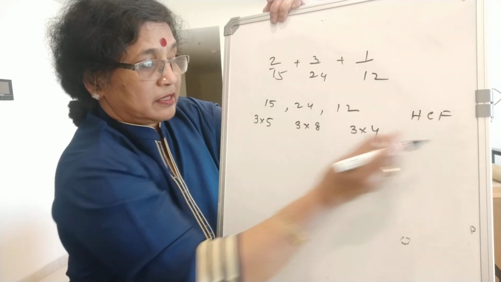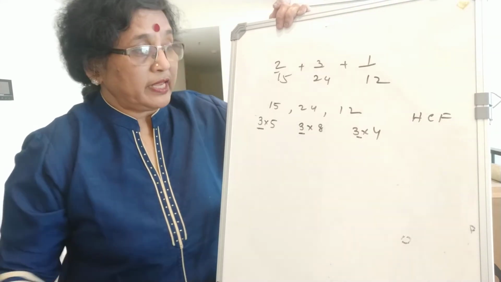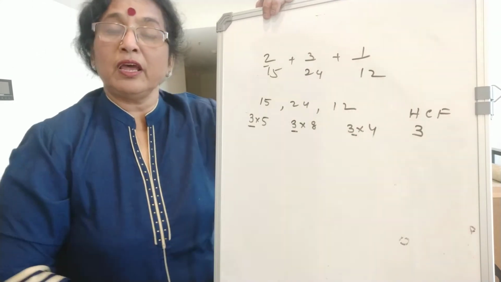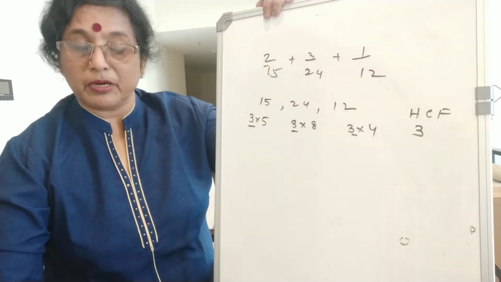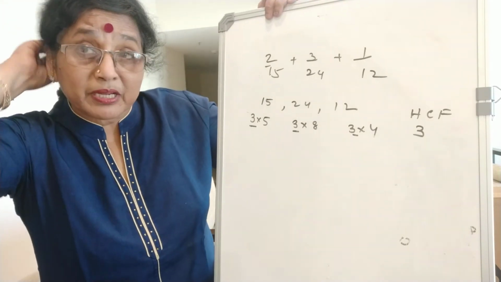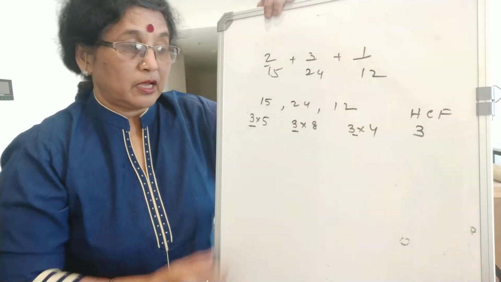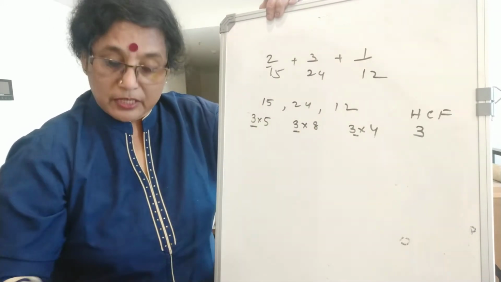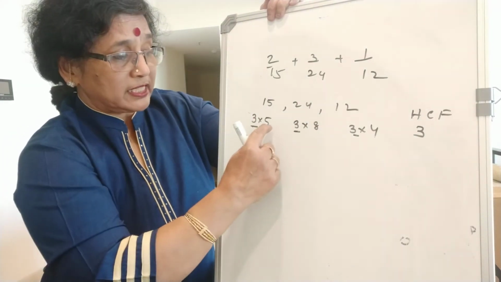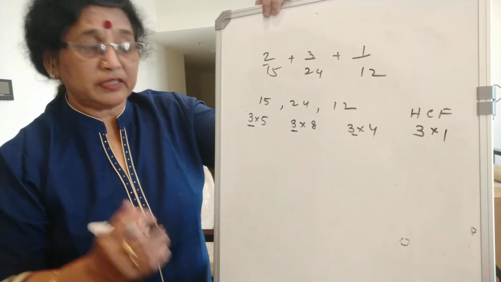The highest common factor is the greatest number that can divide all of them, so here the common factor is 3. For 5, 8 and 4, there is no number that can divide all three. 5 is a prime number, and 8 and 4 are composite numbers, so the HCF will be 1. So the HCF of 5, 8 and 4 is 1, and the HCF is 3.